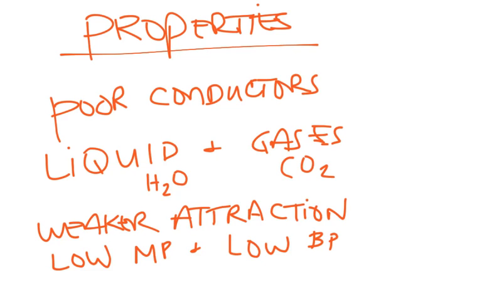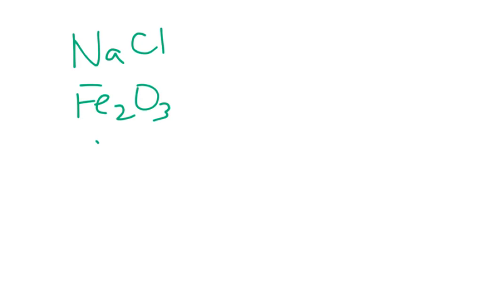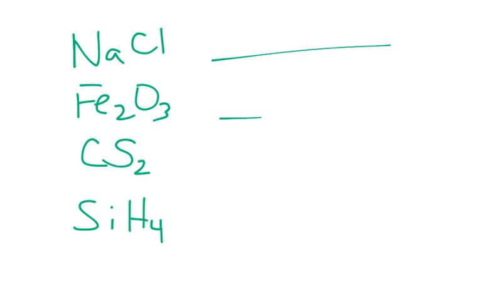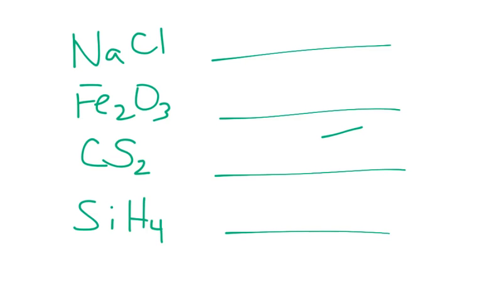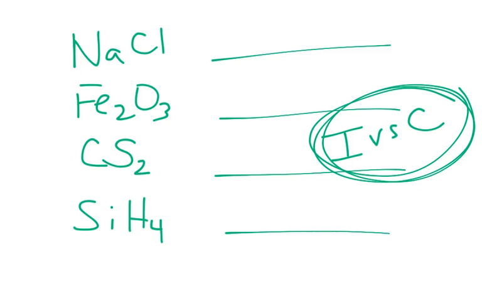One of the biggest things you need to do is practice ionic and covalent. You need to be able to look at NaCl, Fe2O3, CS2, what's a good one I'll put on you? Forget that. We'll do SiH4. And you need to be able to name these, which means you've got to be able to think, is it ionic or is it covalent? That's a big thing we're going to go over in class, so make sure you catch up with that.